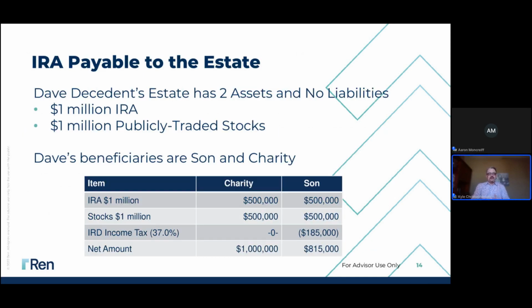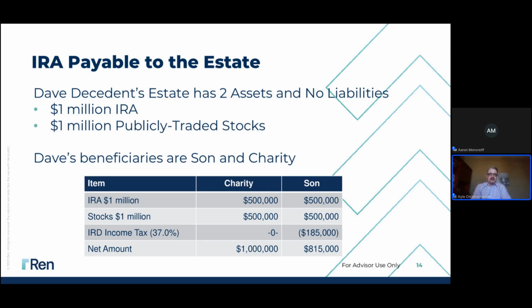So, IRA payable to the estate. In this example, we have an individual that has two assets. There's no liabilities. We're keeping it very straightforward and simple. He has a $1 million IRA account and $1 million in just a non-qualified investment account that has publicly traded stocks. And this individual wanted to benefit equally, 50-50, his son and also a charitable organization that he had been supporting throughout his life. And unfortunately, they just listed both of them as beneficiaries for both of these accounts.